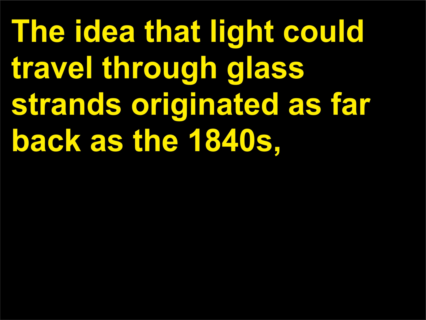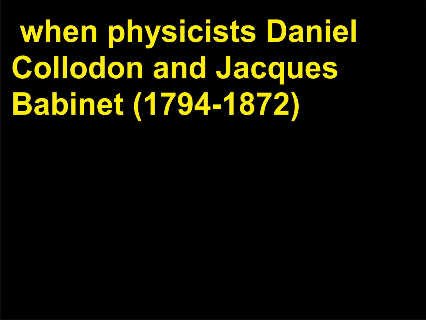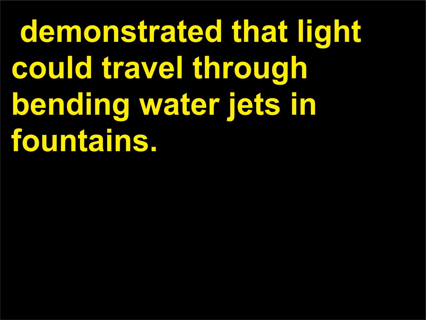The idea that light could travel through glass strands originated as far back as the 1840s, when physicists Daniel Colladon and Jacques Babinet (1794 to 1872) demonstrated that light could travel through bending water jets in fountains.